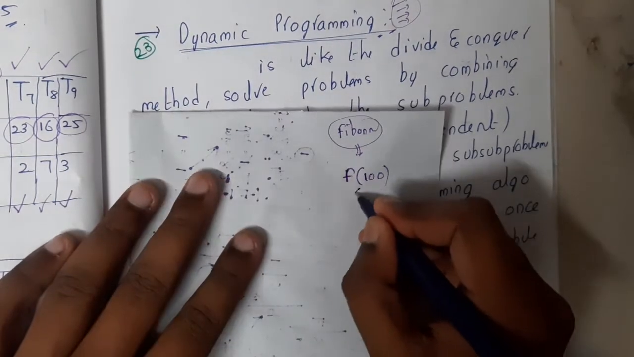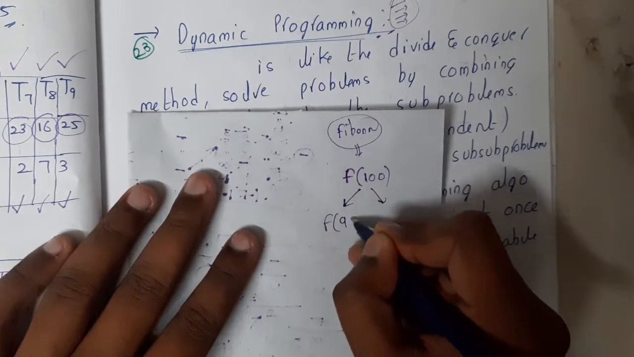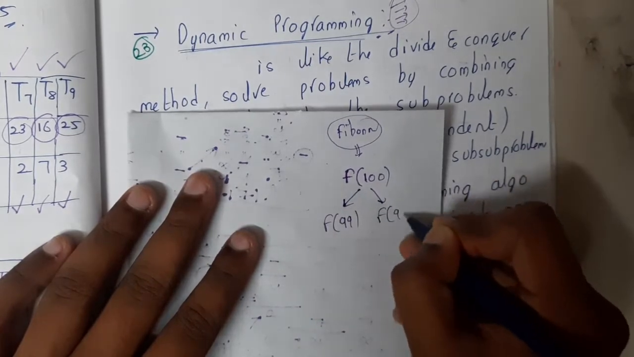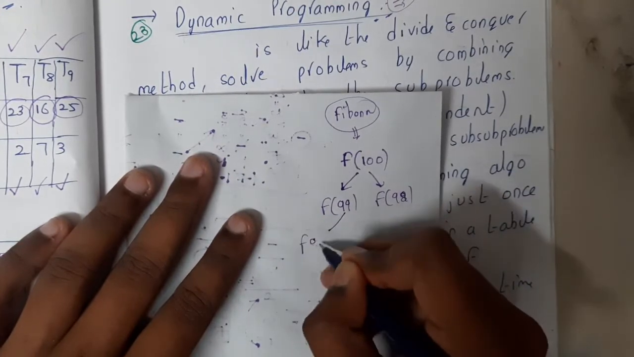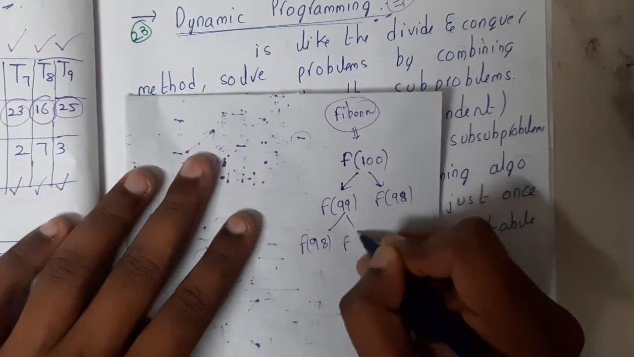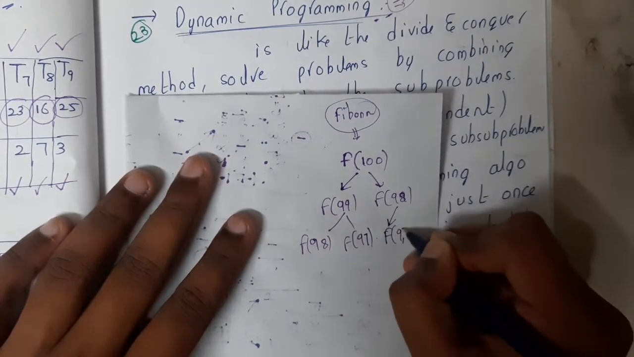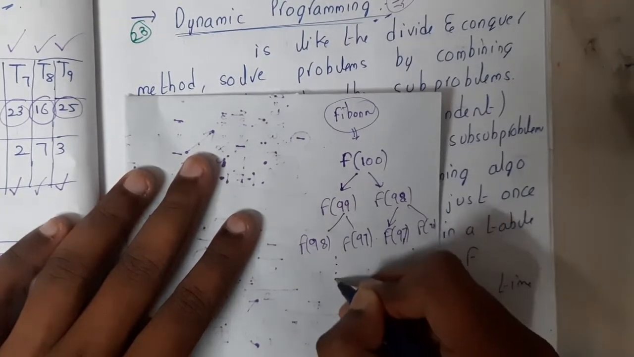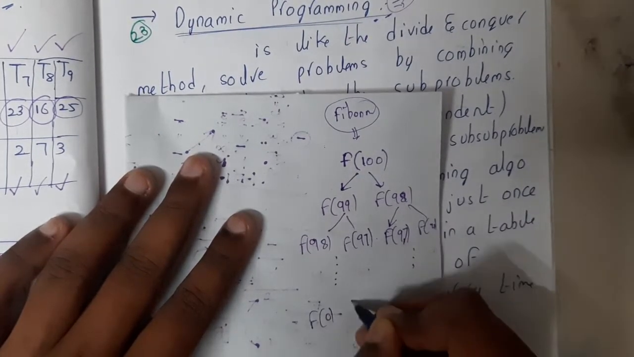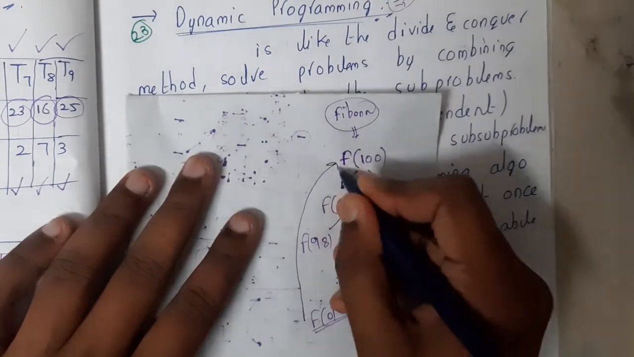To get f of 100, what do you need? f of 99 and f of 98. For f of 99, what do you need? f of 98 and f of 97. Similarly here, f of 97 and here f of 96. In this way, you need to reach until f of 0 and f of 1, right? Then you will start resolving it and you will get the result, right?